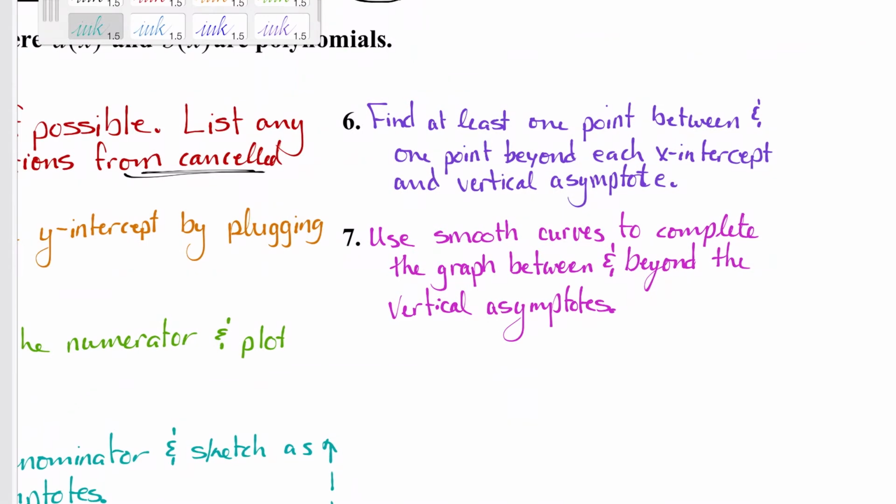And then we'll find at least one point in between all of our important bits. So in between the intercepts, in between our asymptotes. So we just want to find what's going on in between all of these important bits that we just found. And then we'll smooth out some curves in between all of those points.